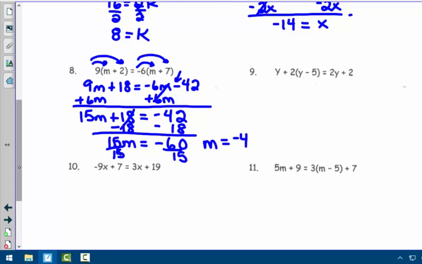Putting negative 4 back into that problem. Negative 4 plus 2 is negative 2. 9 times negative 2 is negative 18. I would get on the left. Negative 4 plus 7 would be negative 3. Negative 6 times negative 3 is positive 18.